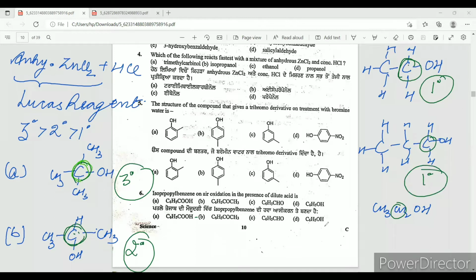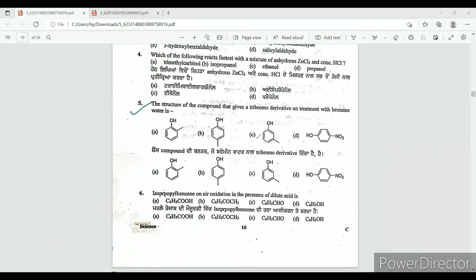As I've already told you, the order is 3 degree more reactive than 2 degree, which is further more reactive than 1 degree. So our answer is option A, because over here the carbon is 3 degree. So our answer is A. Moving to the next one, question number 5. The structure of the compound that gives tri-bromo derivative on treatment with bromine water.